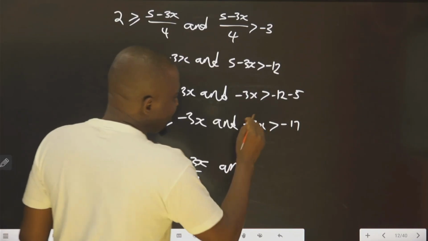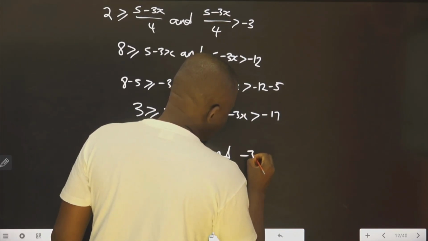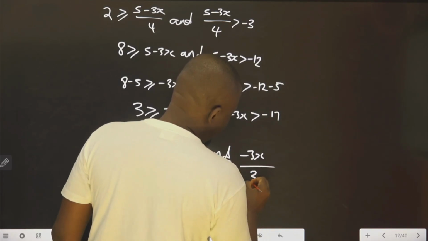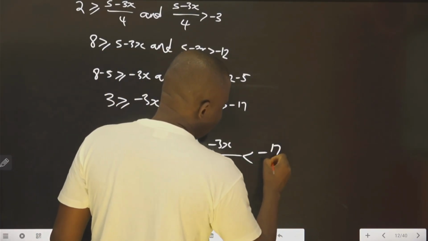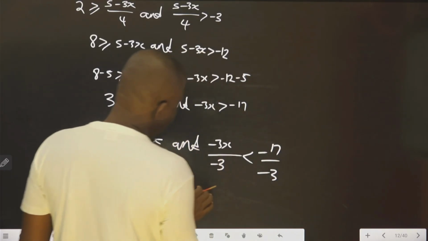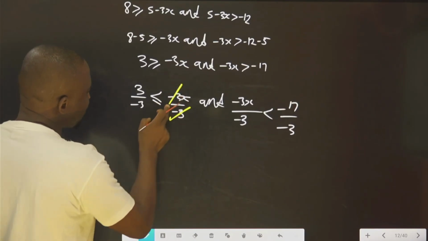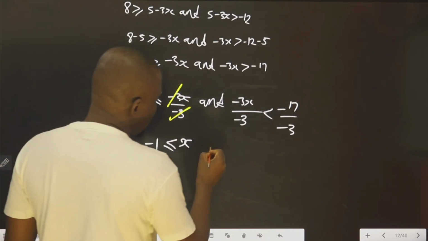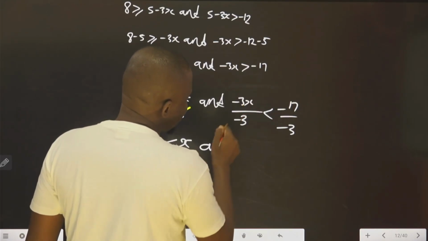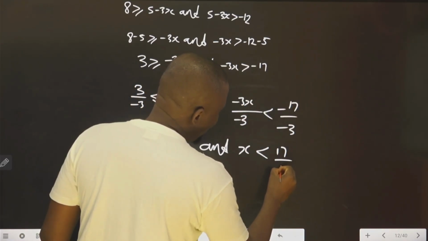And this one, the same thing. We are dividing by minus. That is minus 3x over minus 3. We change the sign. Minus 17 over minus 3. Okay? Now, this, we cancel this to have x here. This will still remain. This becomes minus 1. And these two will be here. This becomes 17 over 3.